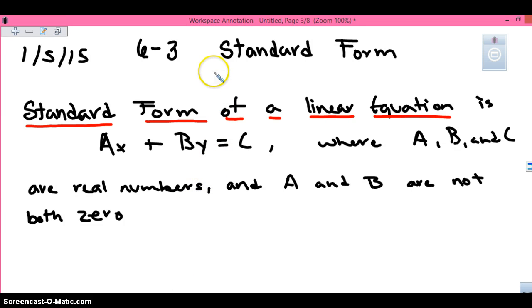So today we're talking about standard form. The standard form of a linear equation is ax plus by equals c, where a, b, and c are real numbers, and a and b are not both 0.